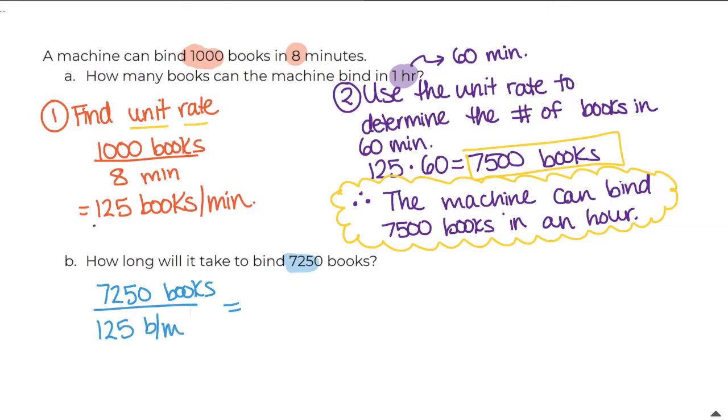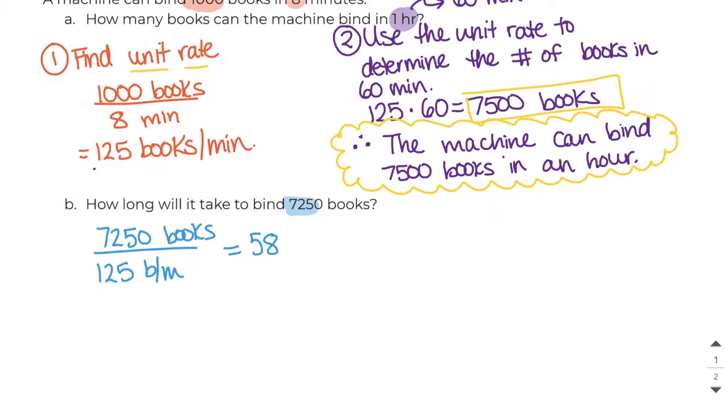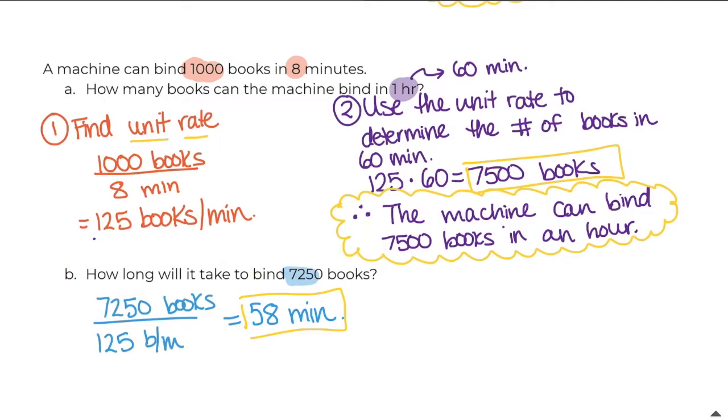So let's go ahead and divide that. When I divide 7,250 by 125, I get 58 minutes. Now let's think about this a different way.